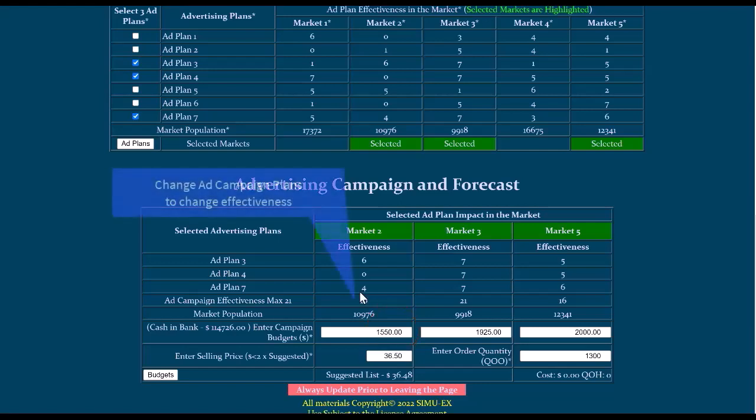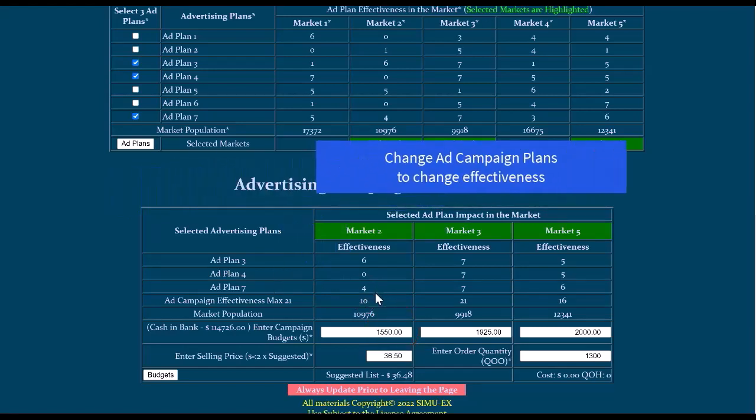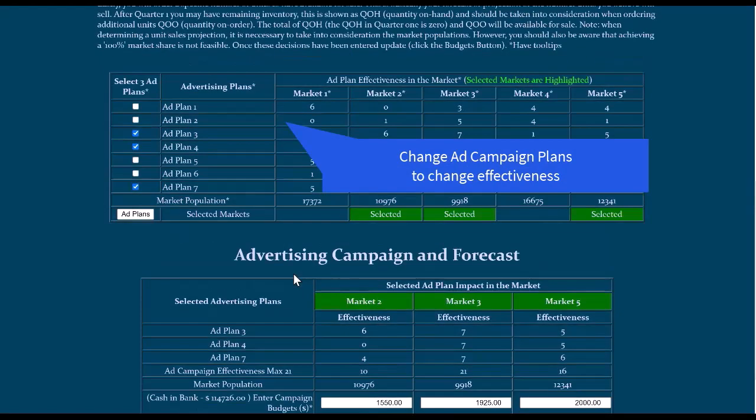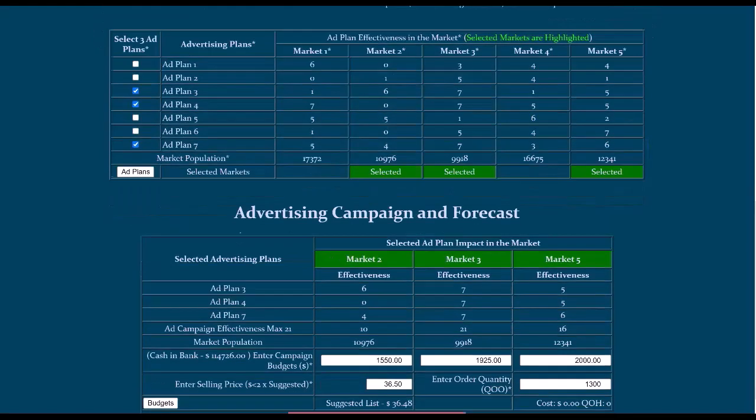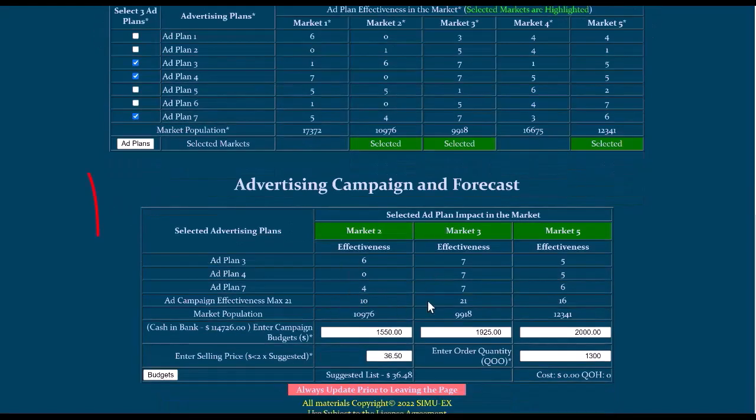Now, we could change, if you will, our ad components, our campaign components, and try to increase this by looking at ad plan 4. What can we do? So either you can attempt to enhance the ad campaign effectiveness, or plan on spending more money. And as you can see, the next set of managerial decisions in this case are the promotional budgets in the targeted markets.